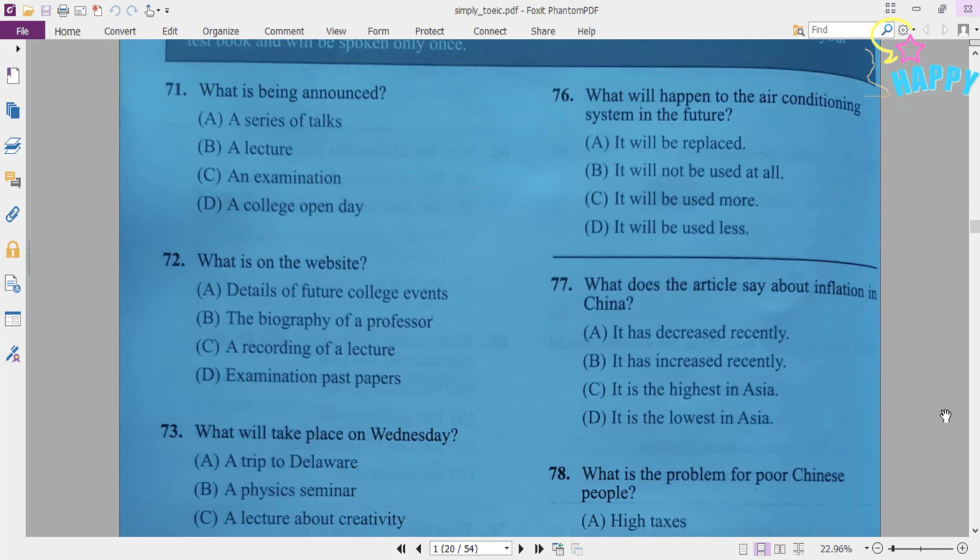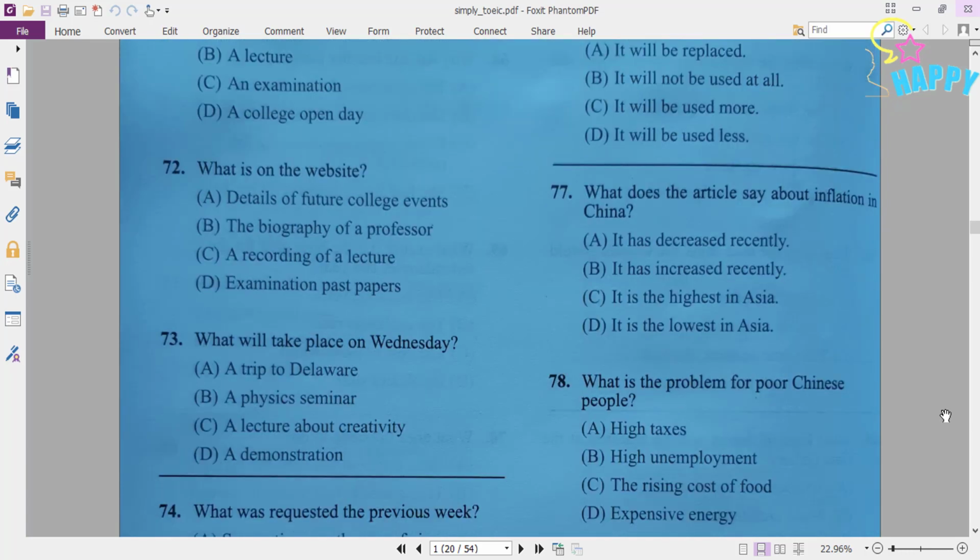Question 71. What is being announced? Question 72. What is on the website? Question 73. What will take place on Wednesday?